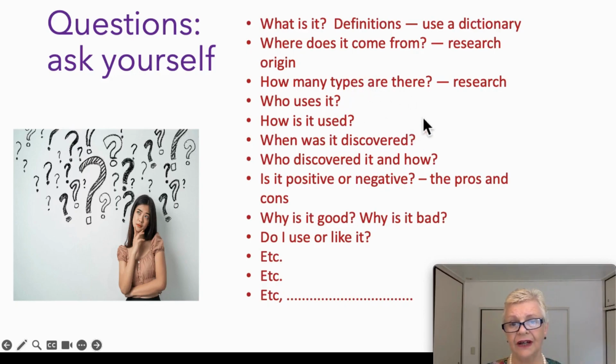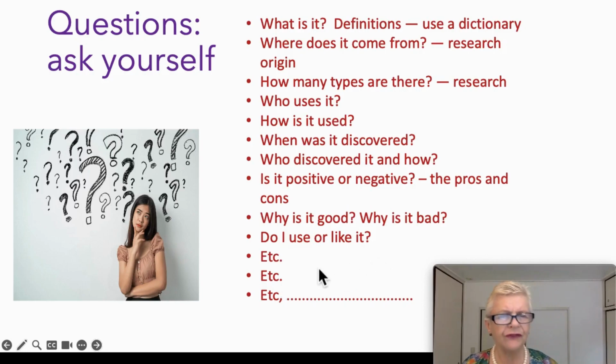How many types are there? So find out. Who used it? How is it used? When was it discovered? Who discovered it? And how? Is it a positive or negative thing? What are the pros and cons of your topic? Why is it good? Why is it bad? Do you use it? Like it?